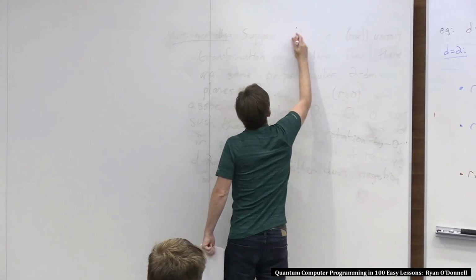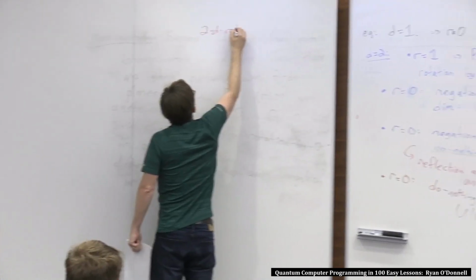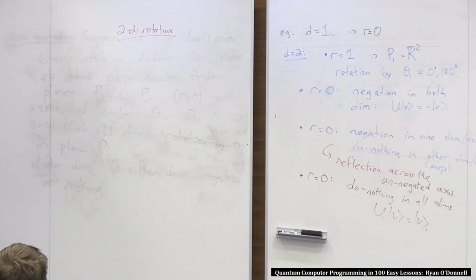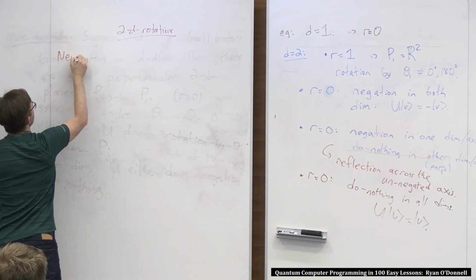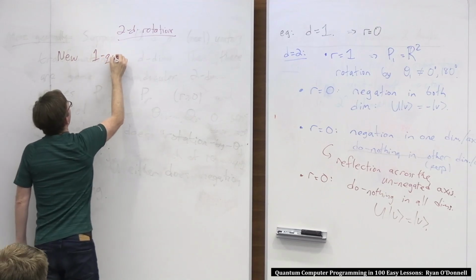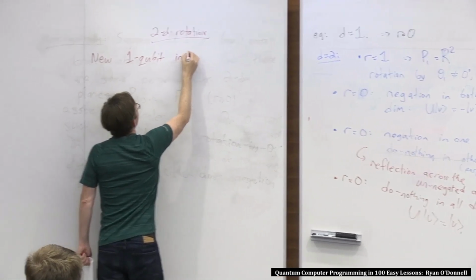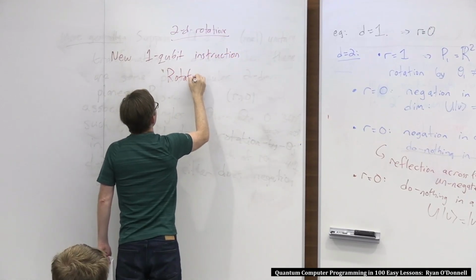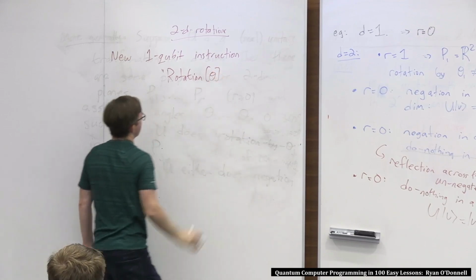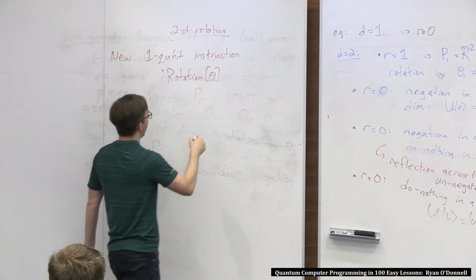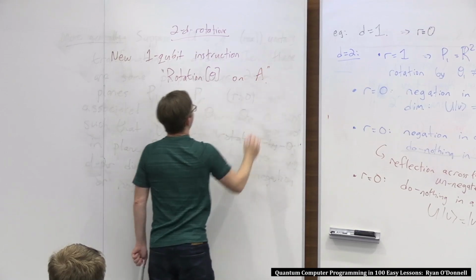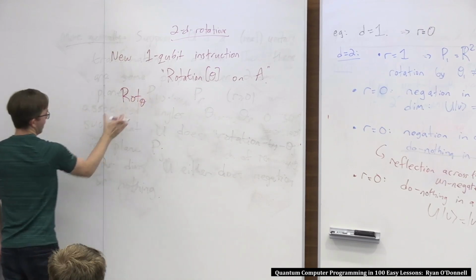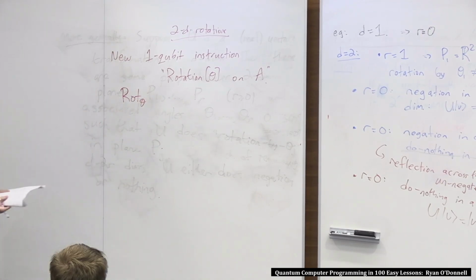Okay, so we're going to talk about 2D rotations for a while. And remember, I've given you now a new instruction. I now let you have this new qubit instruction. I let you rotate by any angle. So we'll call it rotation by theta, and we'll use the mathematician's convention that theta is always counterclockwise on a qubit. I'm just going to write rotation sub theta as a shorthand and think of this as a linear transformation operation on 2 dimensions.